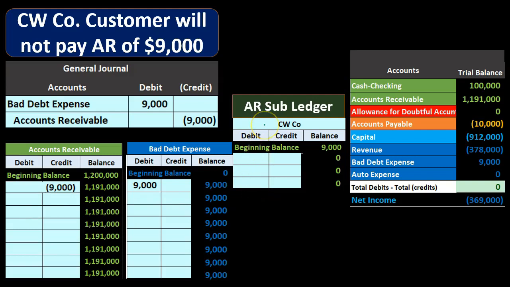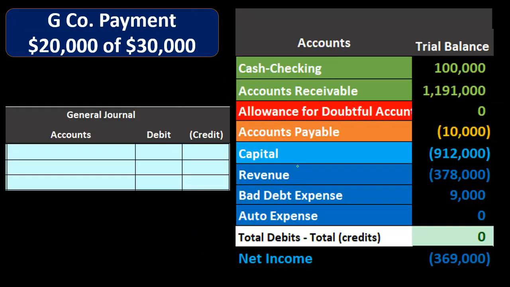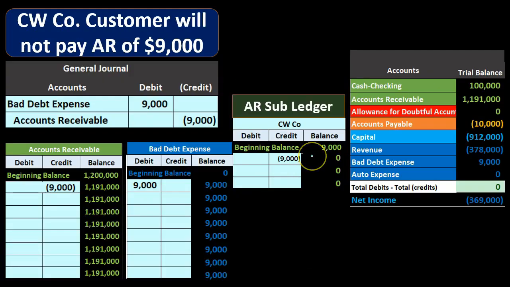We're just going to show the account for CW here, but in a subsidiary ledger, we would be having all of the accounts owed, all the customers owing us money, and if summed up, then it would add up to the amount on the trial balance. So in this case, CW owes us that 9,000. We're going to say that they're not going to pay us. We're going to take it out of the subsidiary account, and that will bring it down to 0.